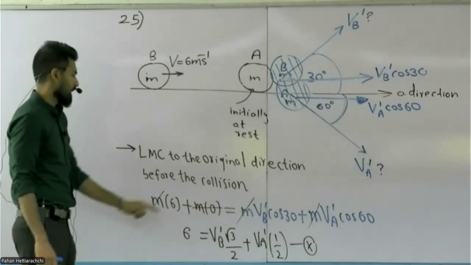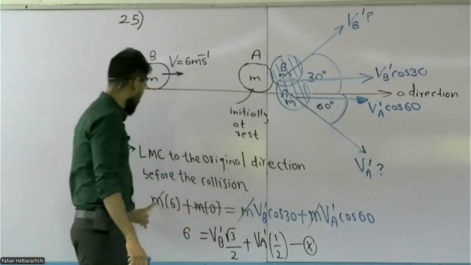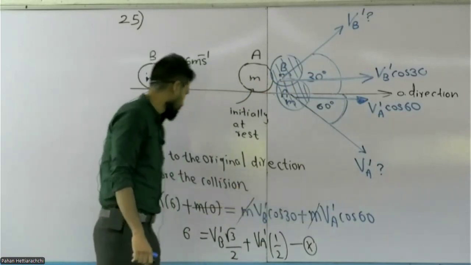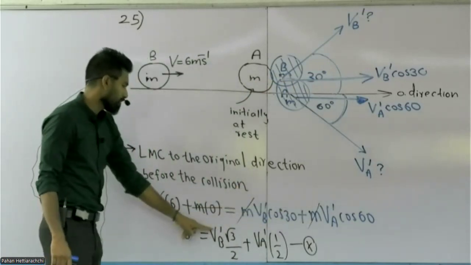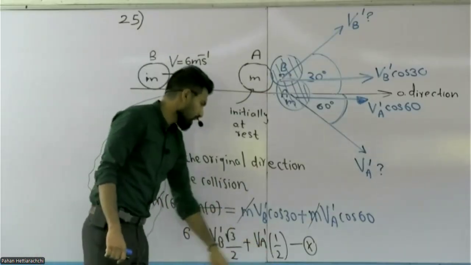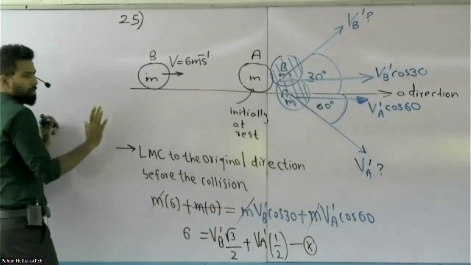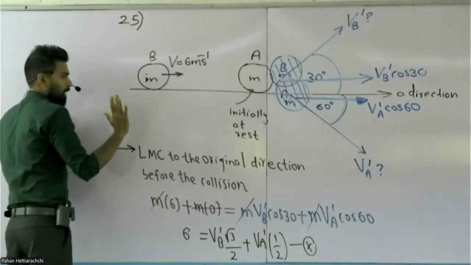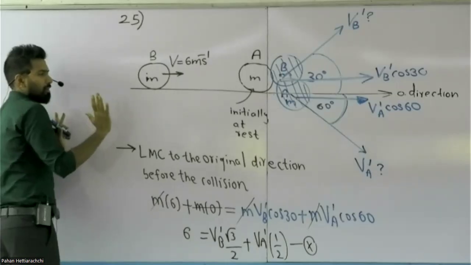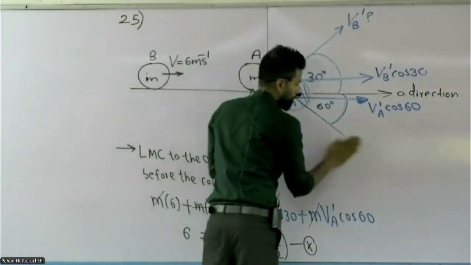Now what happened? m into 0, no use. I can simplify this m. And now 6 is equal to VB dash cos 30, root 3 over 2, plus VA dash cos 60, half. Okay. Now look at the board. What will be my next plan?